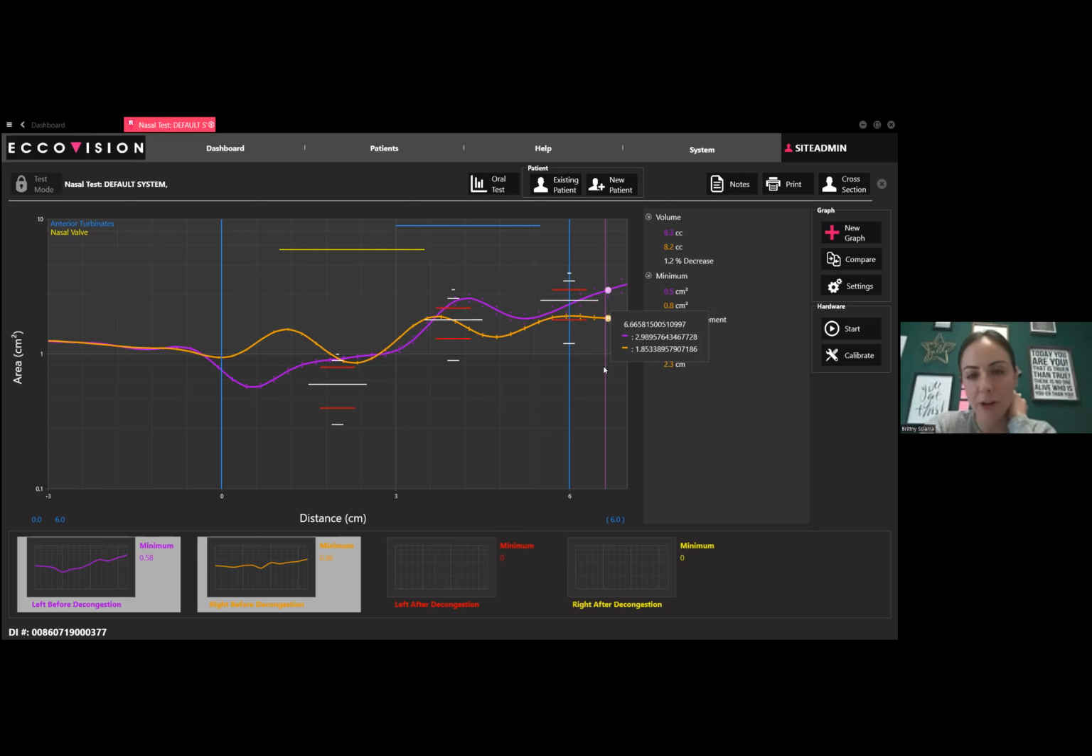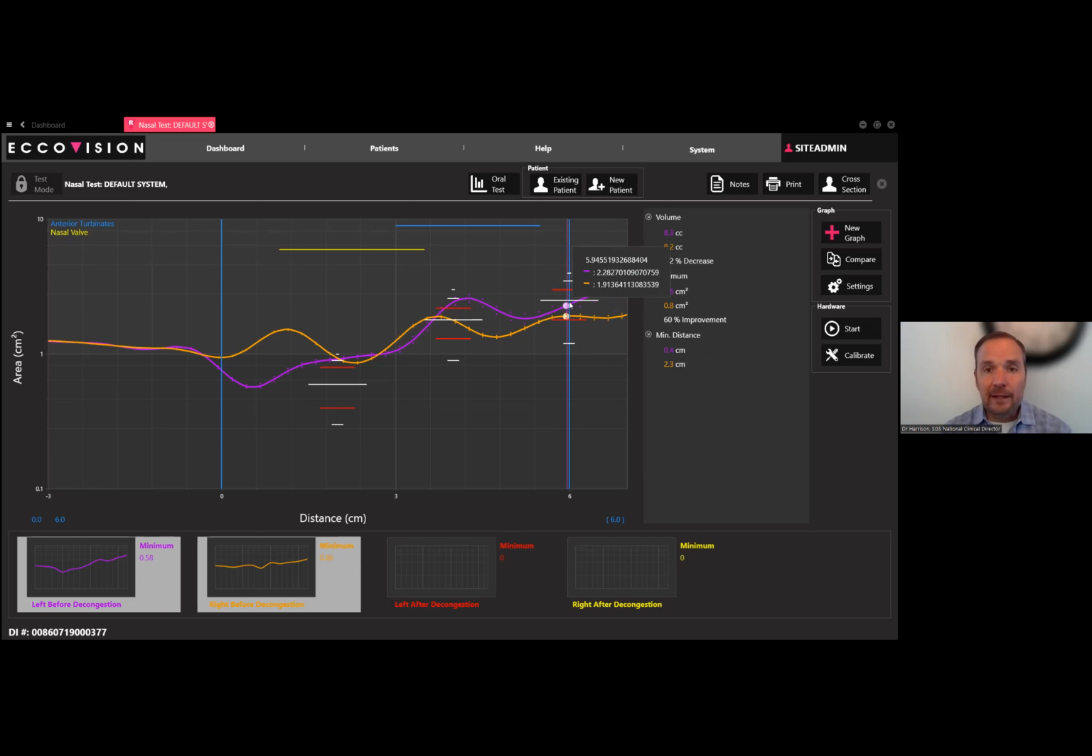This one we're talking about, right? Are you able to see my cursor just so everybody knows what it is we're talking about? Yeah, I can see yours. Perfect. This is nasal valve, and this is anterior inferior turbinate, and this is posterior limit of the inferior turbinate.